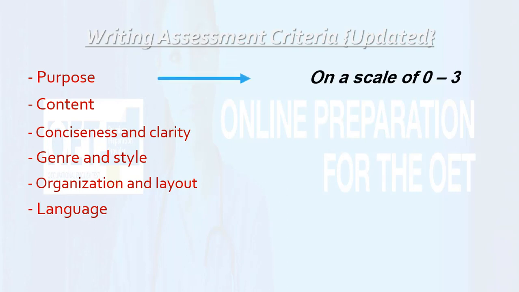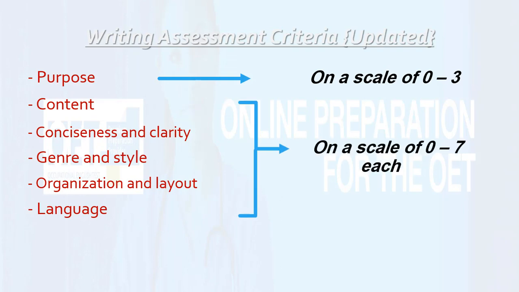You'll find that the purpose is marked on a scale of 0 to 3, so it's out of 3. And the scale of the rest of the five criteria is 0 to 7, which means that they are out of 7. This means that the total is now 38 points. And you have 8 extra points, and I believe this is advantageous because the criteria are more specific. There aren't as many points as in the overall task fulfillment, for example.